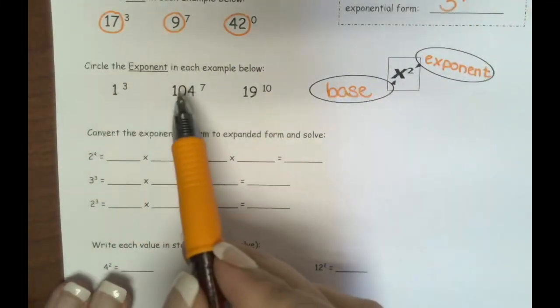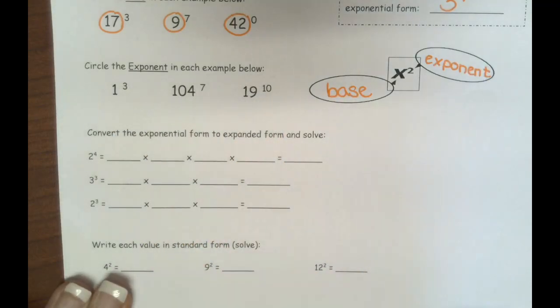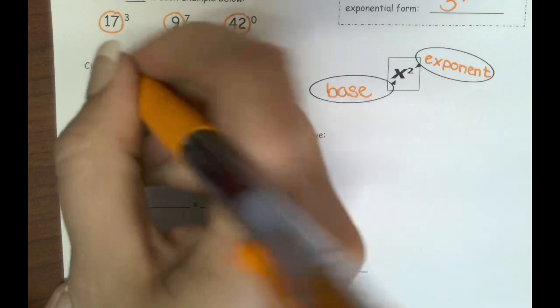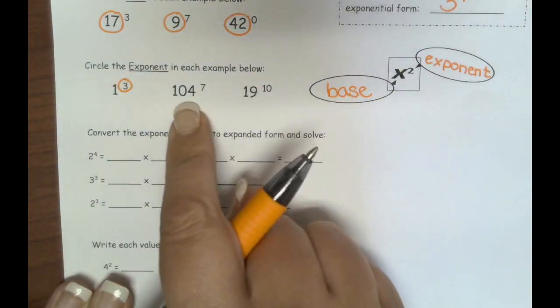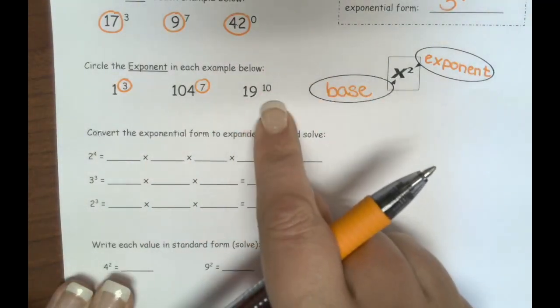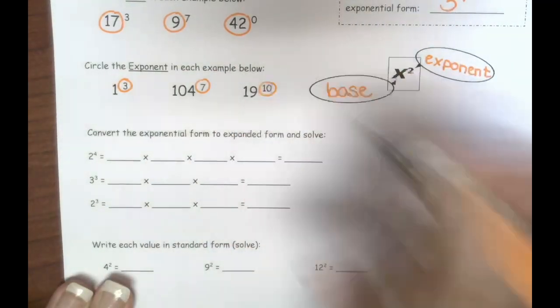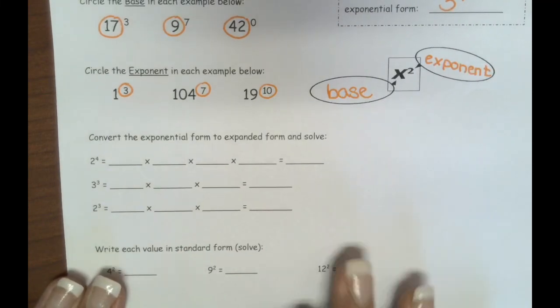Then if I go on to the next set of examples, I'm circling the exponent. Again, that's the smaller number in the upper right-hand corner. So 1 cubed, my exponent is 3. And 104 to the 7th power, my exponent is that 7. And in 19 to the 10th power, my exponent is the 10. The base is the big number, the exponent is the smaller number.